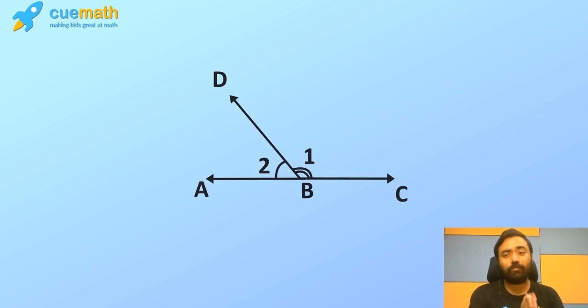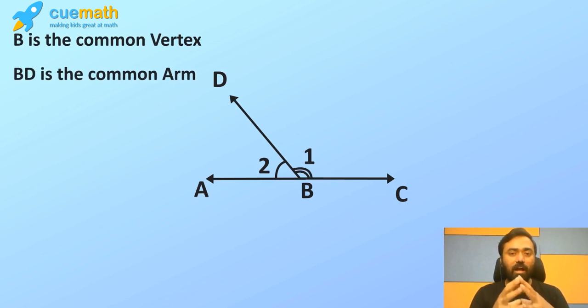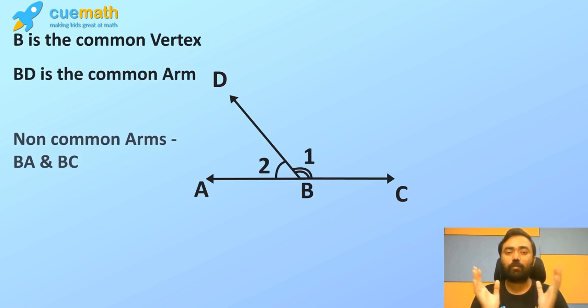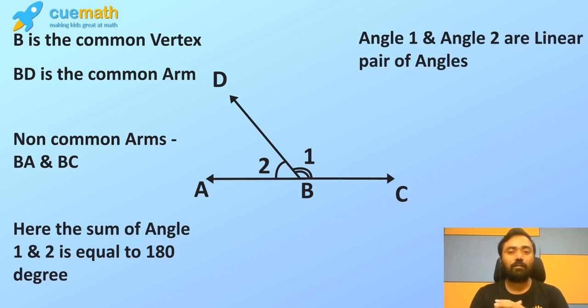For example, if we consider this particular diagram where we see that B is the common vertex between the two angles 1 and 2, BD is the common arm, BA and BC are the non-common arms such that BA and BC form a straight line AC, and here the sum of angle 1 and angle 2 is equal to 180 degrees because they are the angles on a straight line. So we can say that angle 1 and angle 2 are a linear pair of angles.